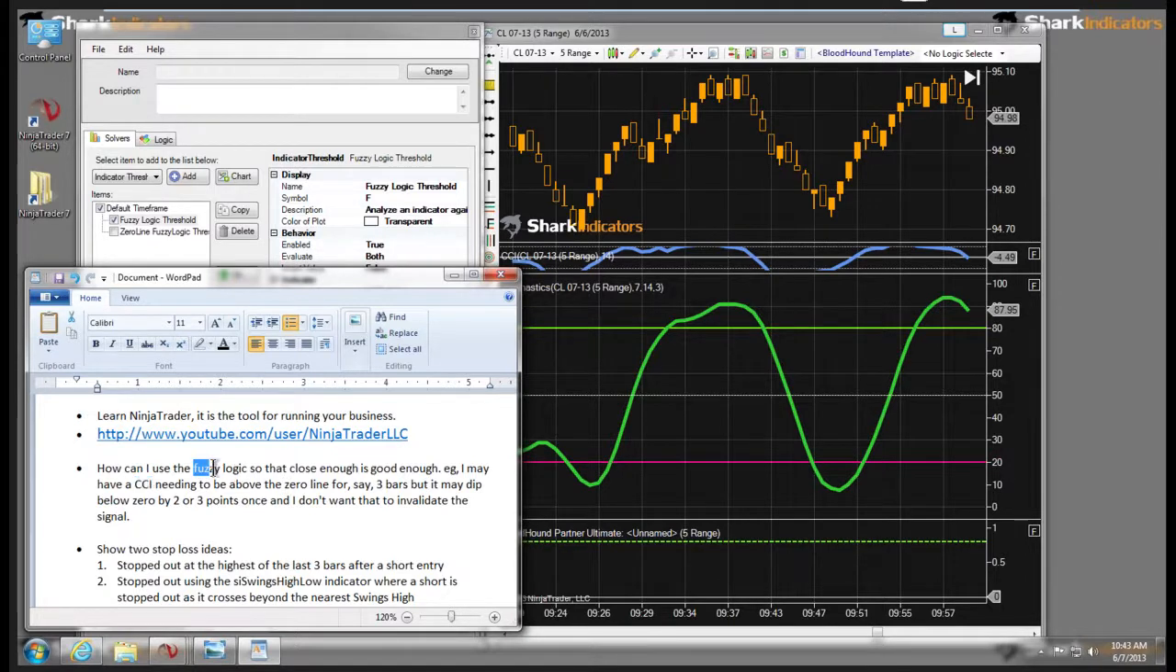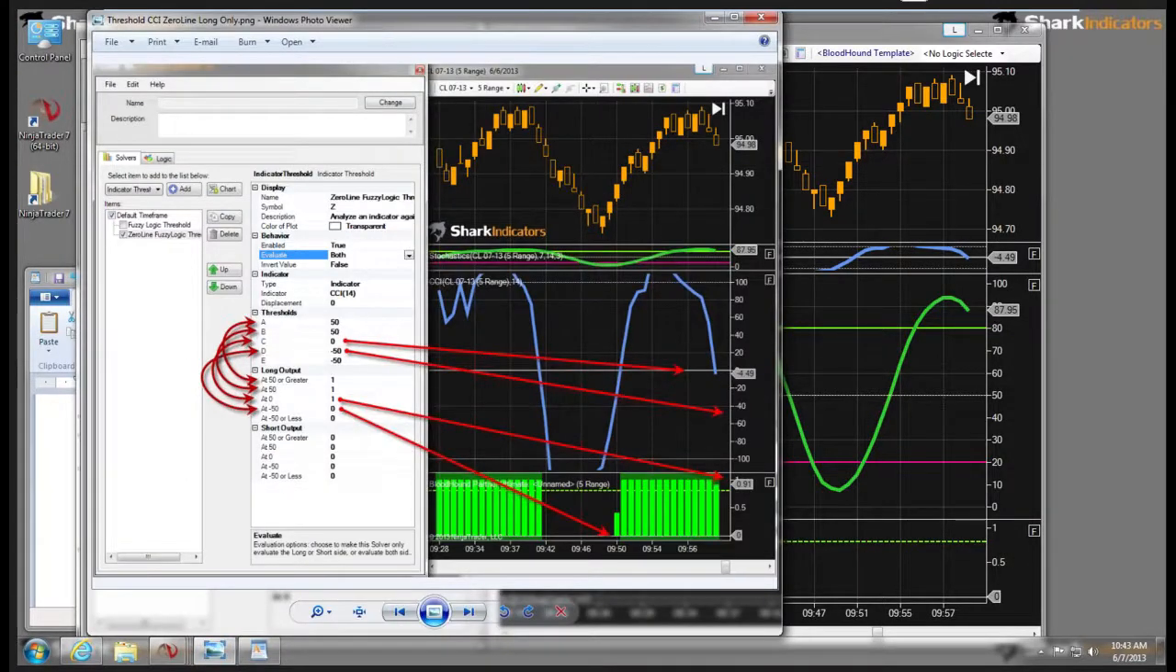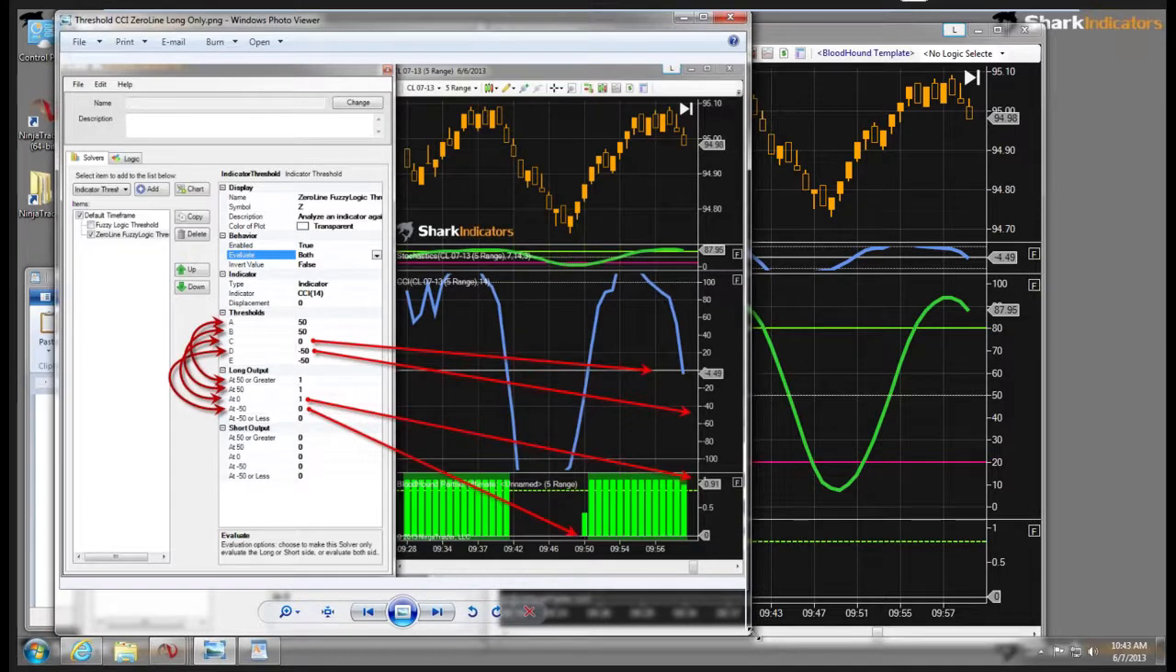That's what BloodHound's fuzzy logic component allows for: your rules can get bent or broken slightly, and you still get a trade signal. So before I get into this advanced question, I want to step back and explain how the fuzzy logic works. And I think once this is understood, it makes using the rest of the solvers far easier. I took some screenshots and drew on them to help explain how the fuzzy logic works.